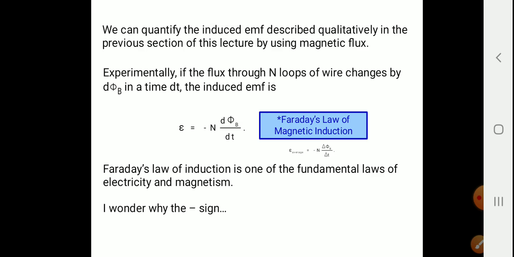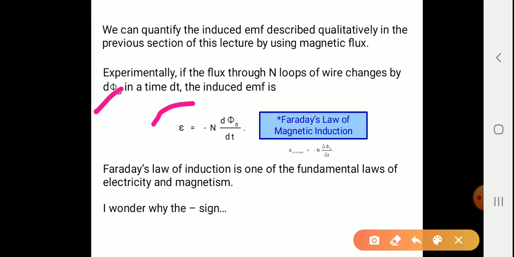Described qualitatively in the previous sections of this lecture using magnetic flux. Experimentally, if the flux through N loops of wire changes by d phi B in a time dt, the induced EMF is equal to minus N d phi B upon dt. This is Faraday's law of magnetic induction. Faraday's law of induction is one of the fundamental laws of electricity and magnetism.